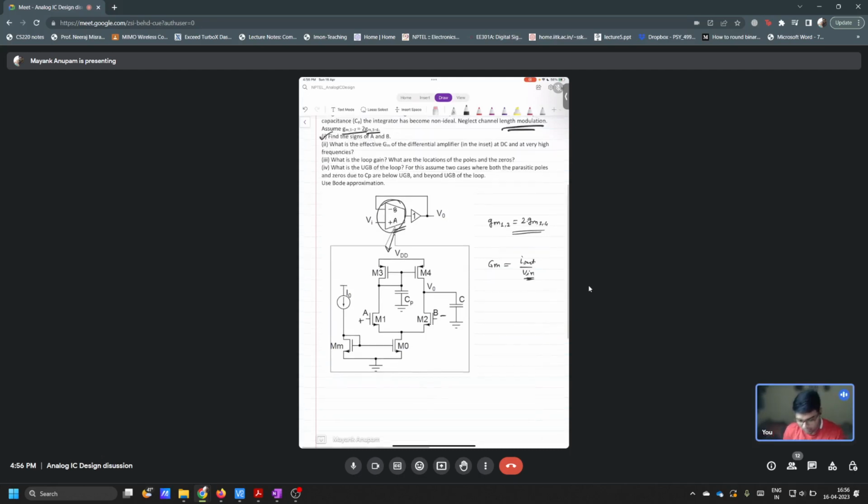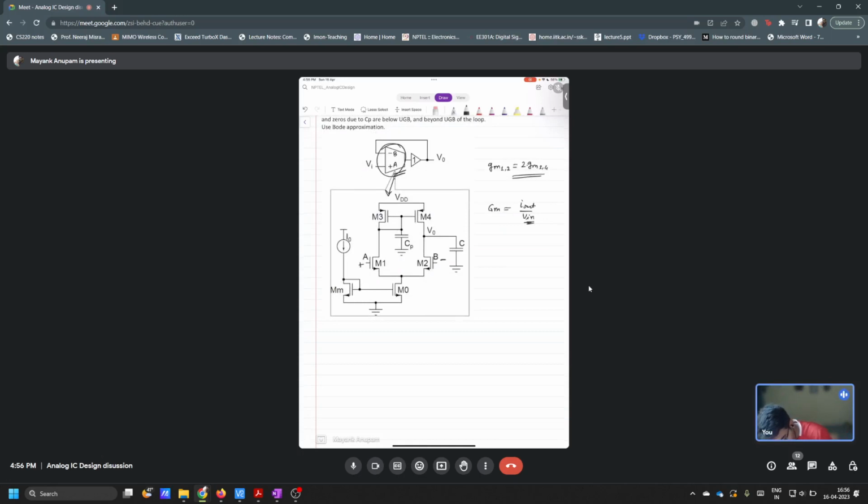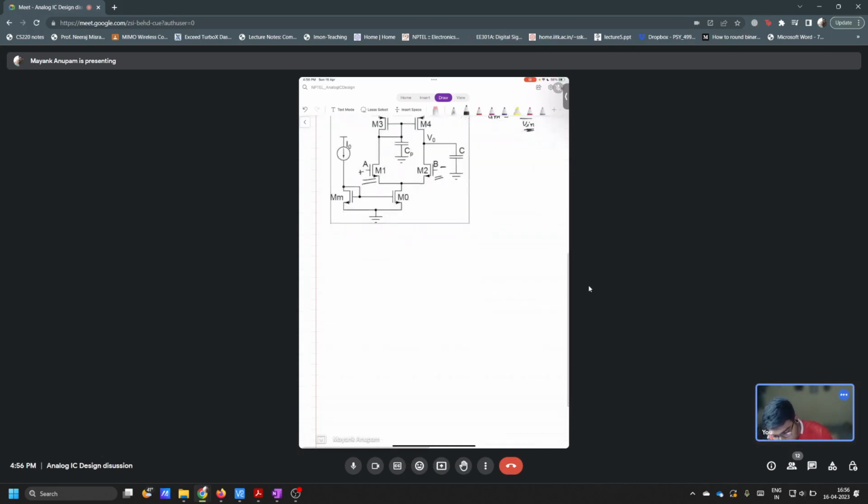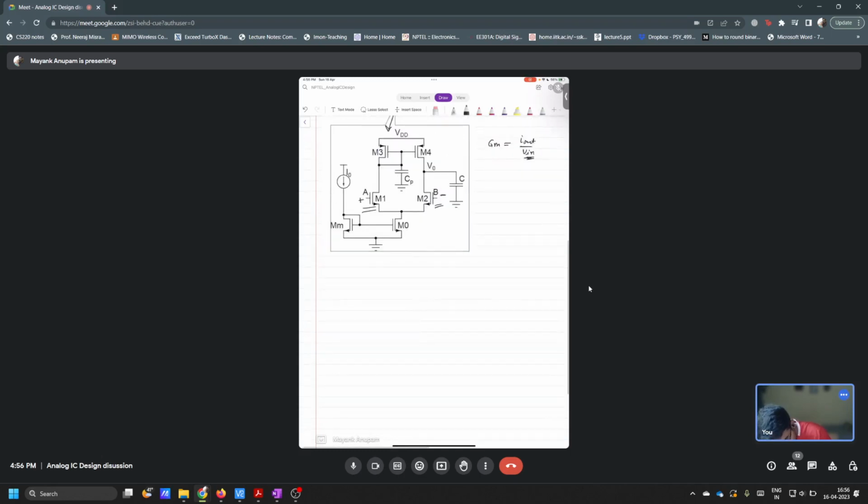So you have to apply a differential input between A and B. So let's do that here. This is VDD and this is, sorry, this is PMOS.